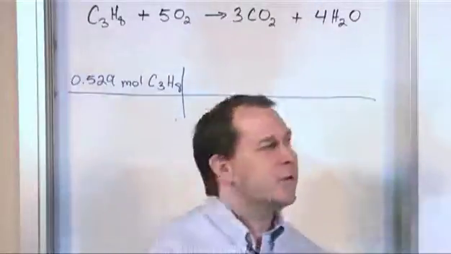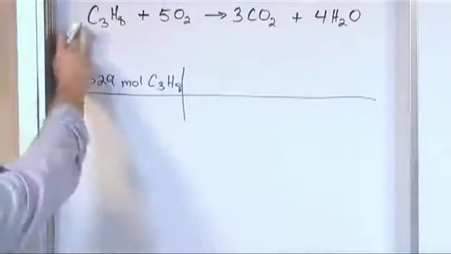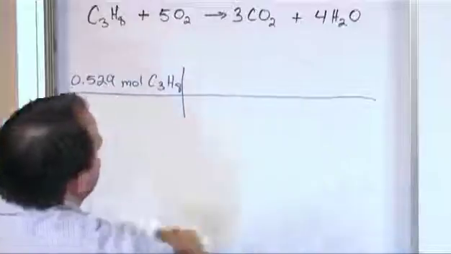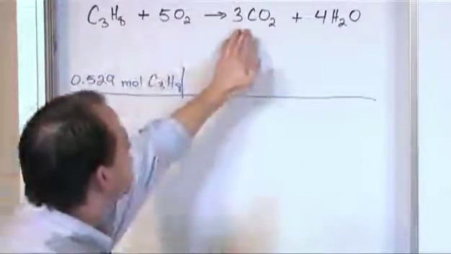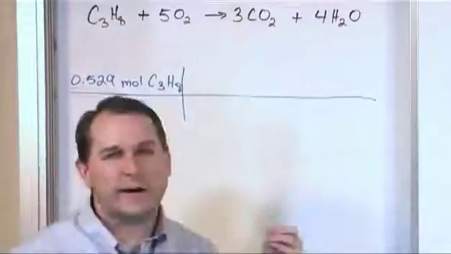So how do we get that? We get it from the reaction. We know that for every 1 mole of this propane, 3 moles of carbon dioxide are produced. This is the magic ratio. 1 mole of propane for every 3 moles of this stuff is produced.